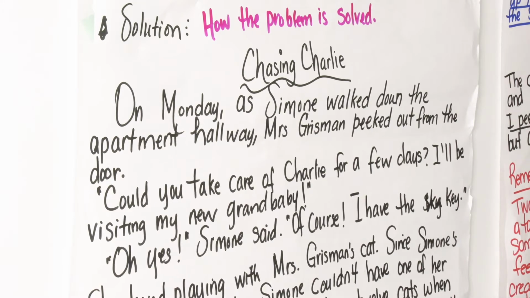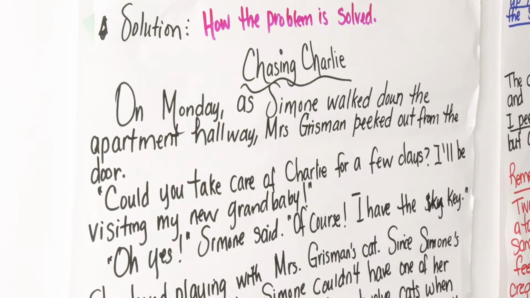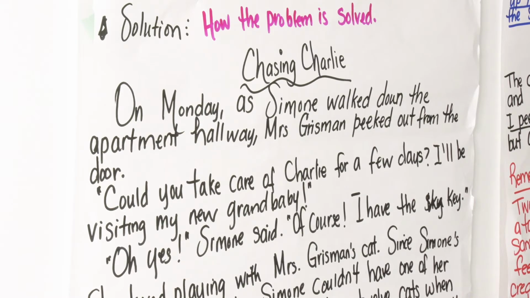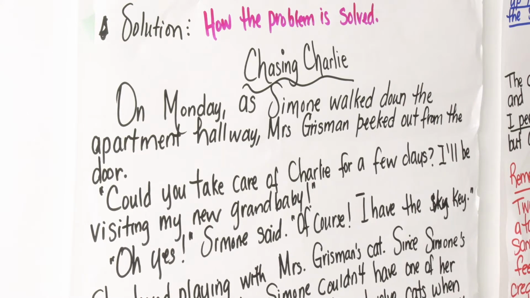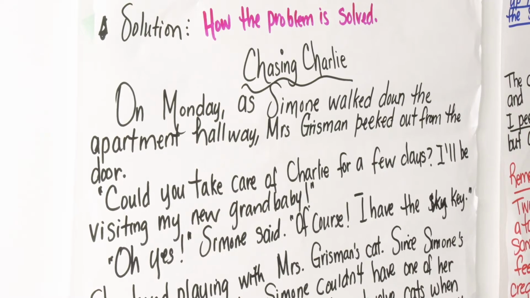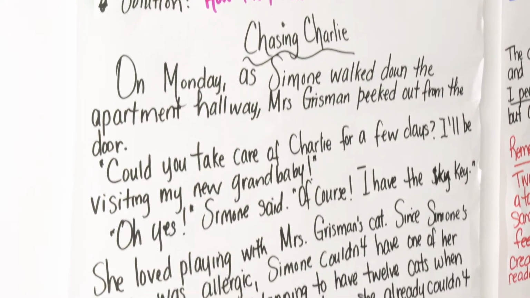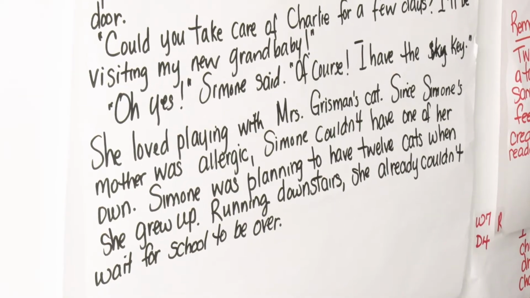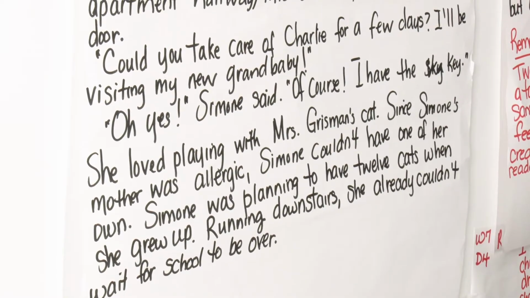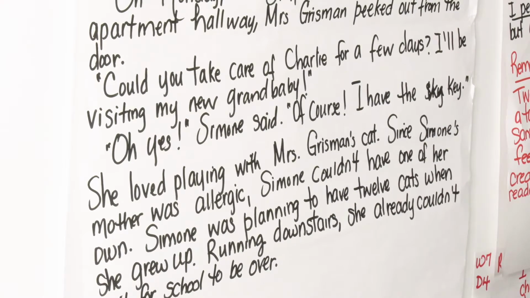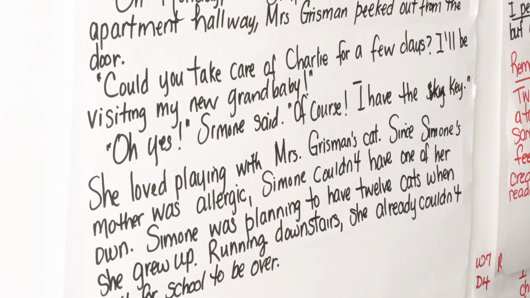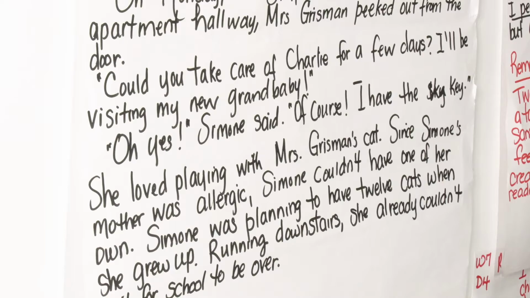Chasing Charlie. On Monday, as Simone walked down the apartment hallway, Miss Grisman peeked out from the door. Could you take care of Charlie for a few days? I'll be visiting my new grandbaby. Oh yes, Simone said. Of course. I have the key. She loved playing with Mrs. Grisman's cat. Since Simone's mother was allergic, Simone couldn't have one of her own. So Simone was planning to have 12 cats when she grew up. Running downstairs, she already couldn't wait for school to be over.